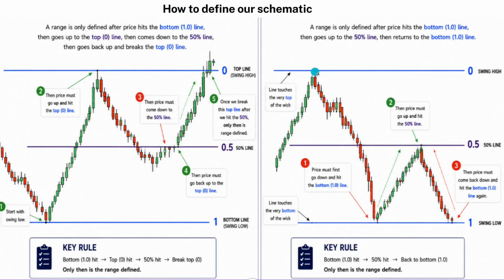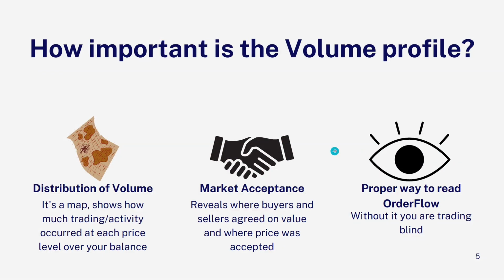This is the swing high. It's literally just the opposite. Swing high, swing low, come up to the 50%, and then break the low, and only then is the range defined. So how important is the volume profile?